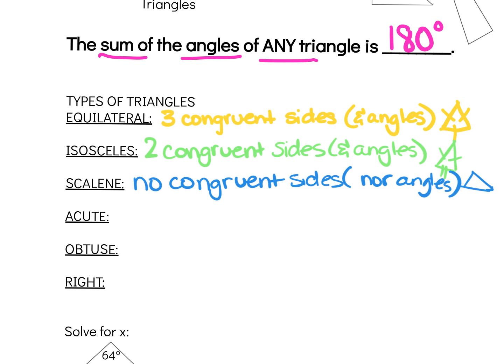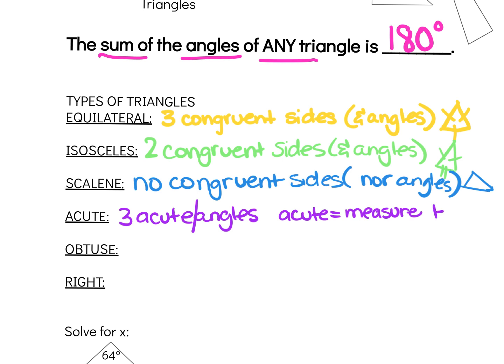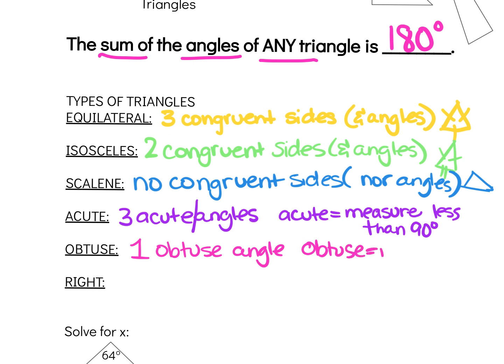An acute triangle will have 3 acute angles. That's 2 words, that looks like 1 word. Acute, in case you need a reminder, means measures less than 90 degrees. An obtuse triangle will have 1 obtuse angle. And obtuse means a measure greater than 90 degrees.